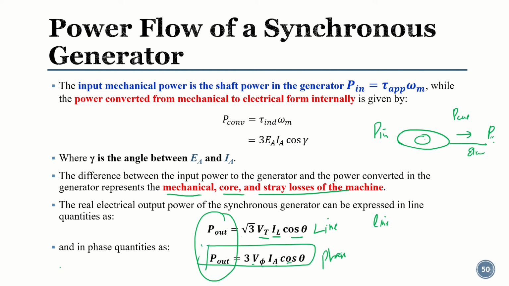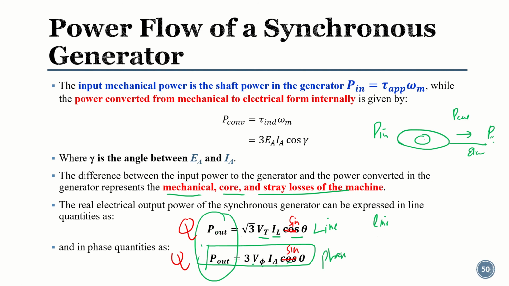So this is the real power, and if you talk about the reactive power, then what will happen? The cosine will be changed to sine and it will become reactive power. Just simple.